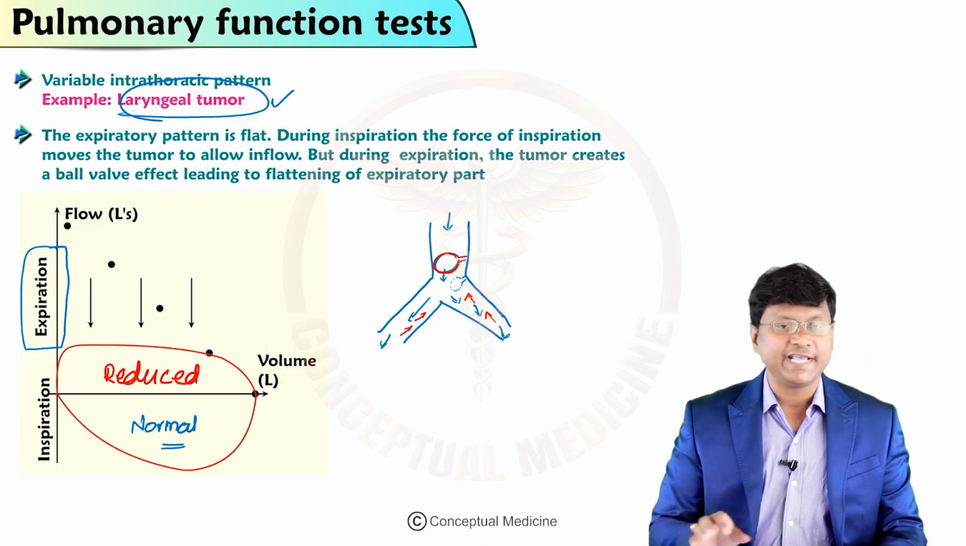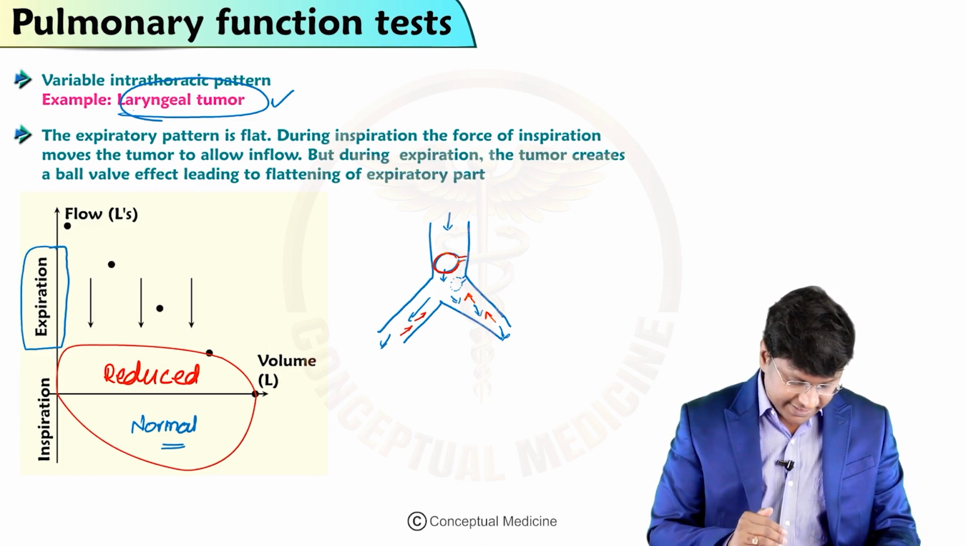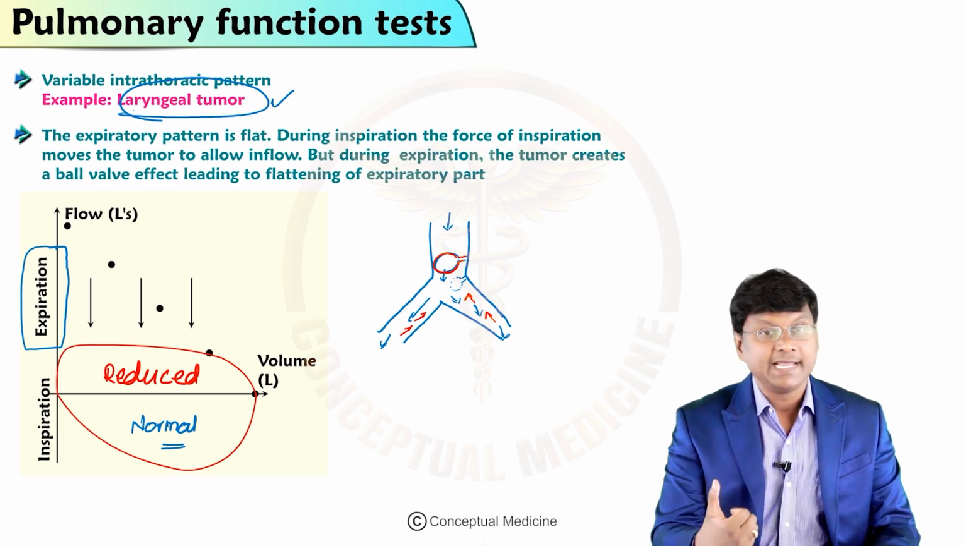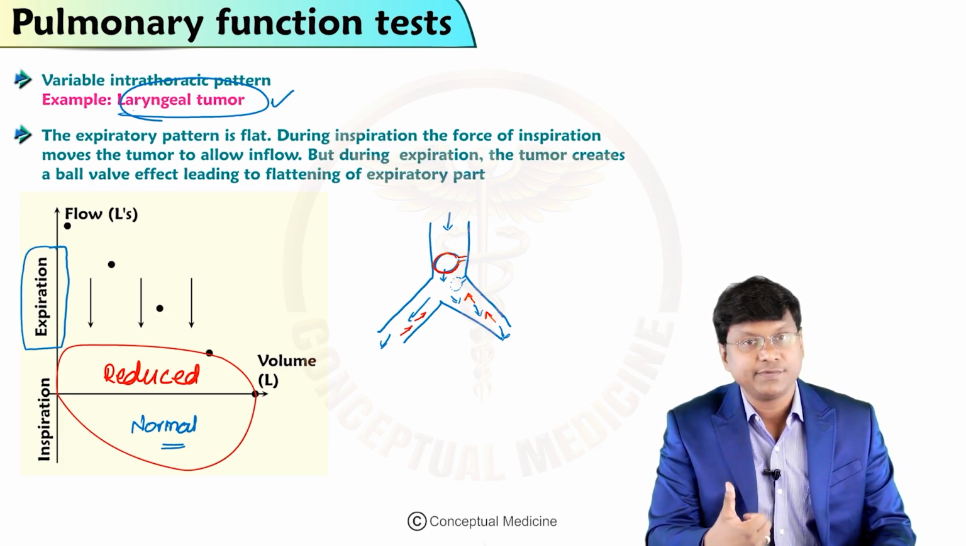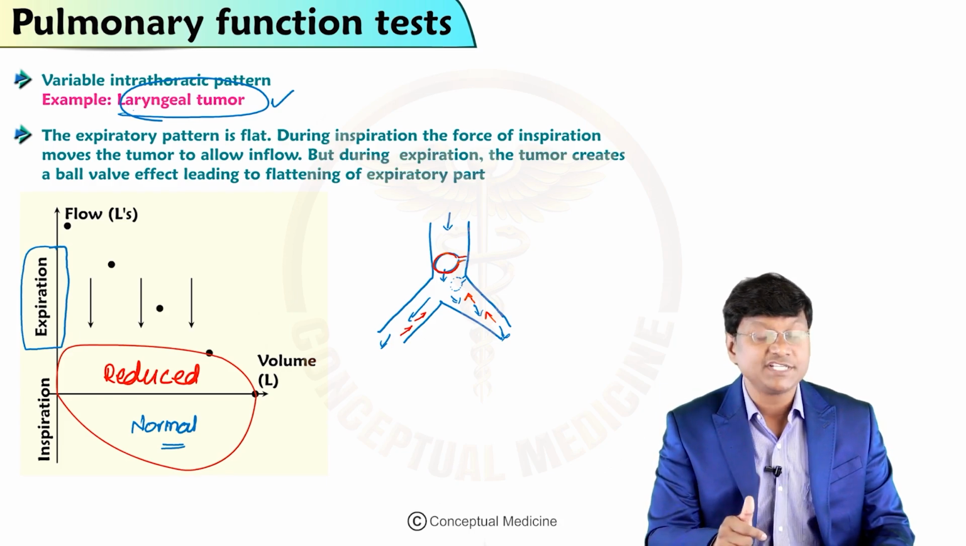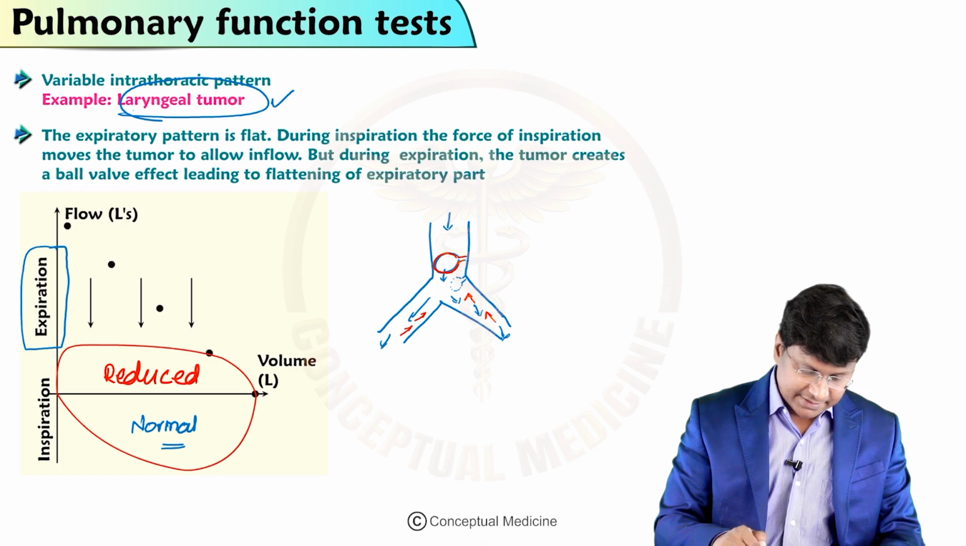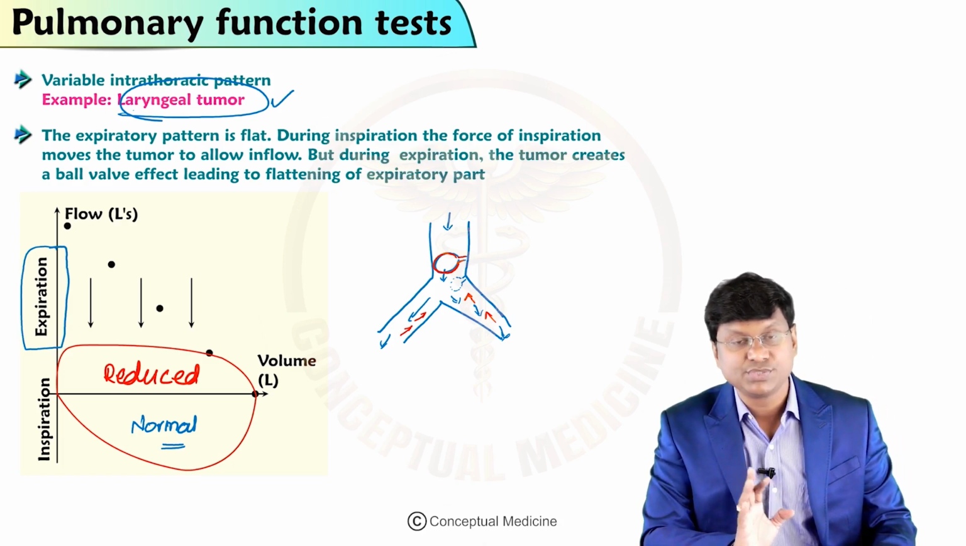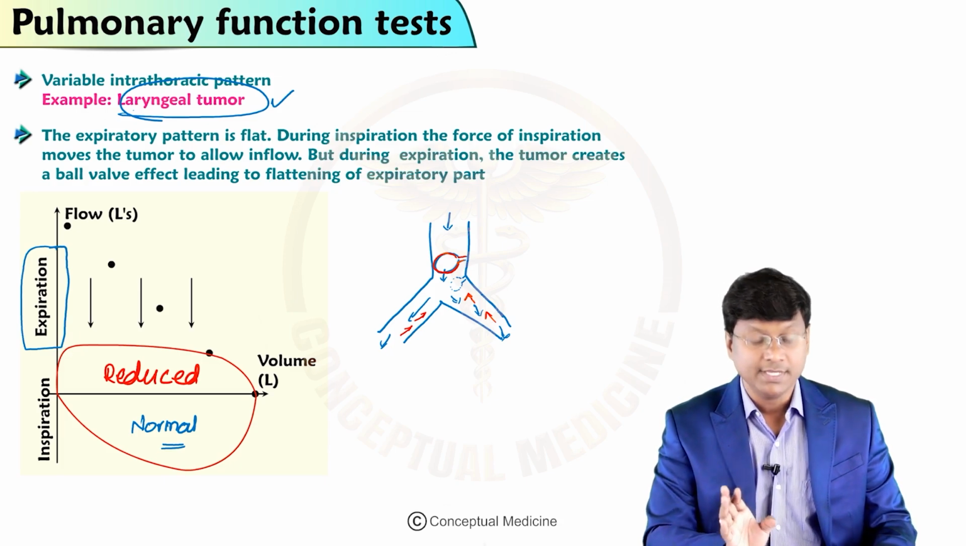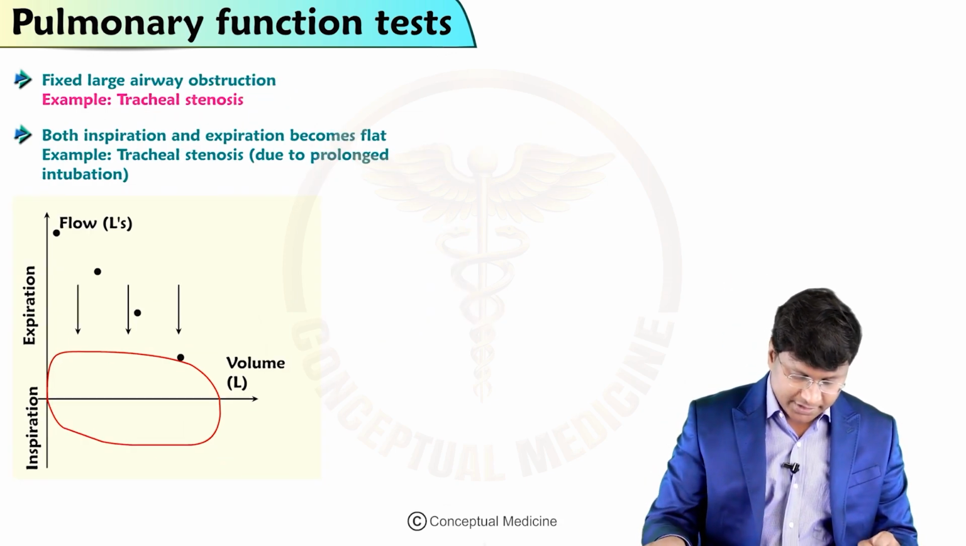So with only expiration being reduced but the inspiration being maintained normal, you can expect an obstructive lung disease. Or when the expiratory pattern is completely flat, you can expect a variable intrathoracic pattern. That is, the example is your laryngeal tumor.